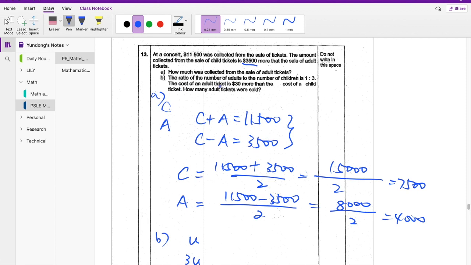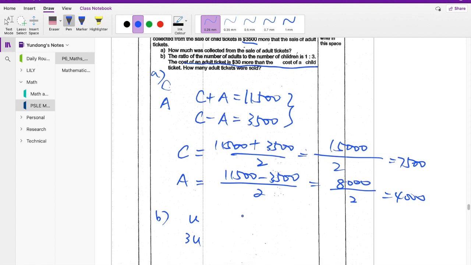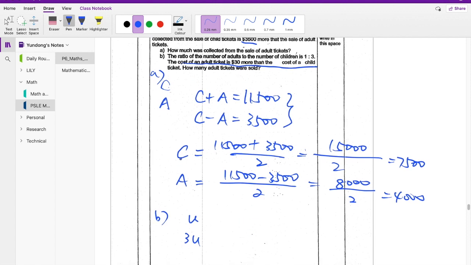Then we want to form an equation. So what's the equation? The cost of the adult ticket is 30 more than the cost of a child. So what is the cost of an adult ticket? Well, adult ticket is 4,000 divided by u, right? So this one minus 7,500 divided by 3u for the children. So this is the single ticket price for the adult, and this is the single price for the child. So this one equals 30, right?